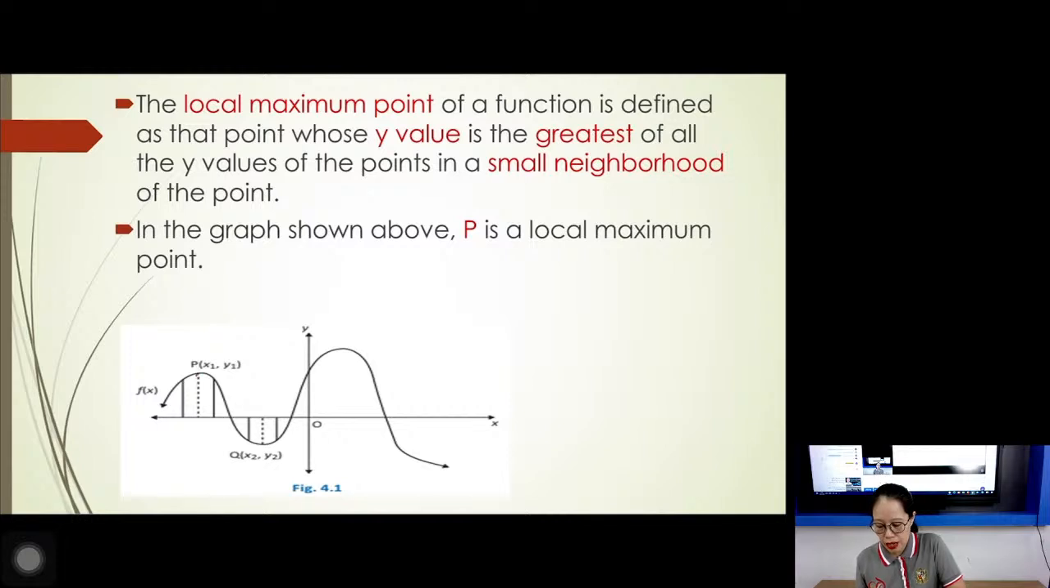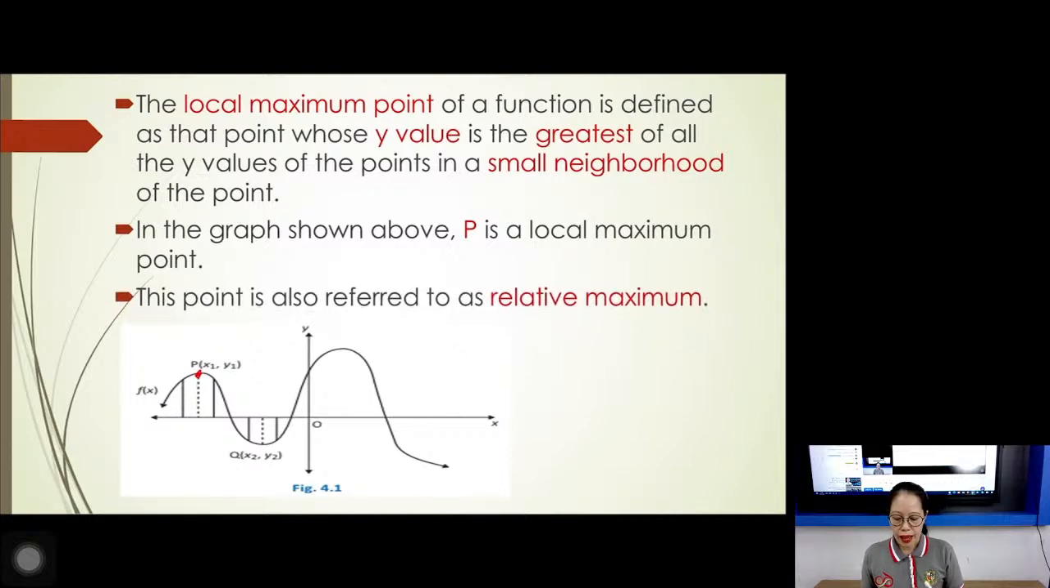You can locate in our illustration that point P there is our local maximum point. And the other term for local maximum is relative maximum. If you encounter the word local, that is the same as the word relative. So local maximum and relative maximum are pertaining to the same thing.